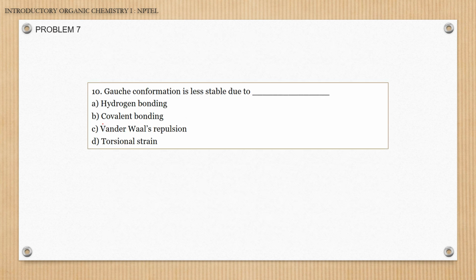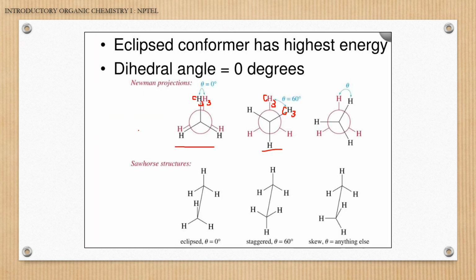Now again on the Gauss conformation. They're asking why the Gauss conformation is less stable. What I have told you is you have to see two interactions: first is torsional strain and second is steric interaction. In this eclipsed form, the two methyls have torsional strain as well as steric strain. But in the Gauss conformation, the torsional strain is released, but the two methyl groups are facing towards each other, so there is a steric repulsion between the methyls.